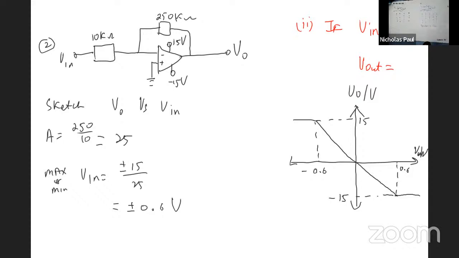Negative 15. And what saturation happened? If it goes over 0.6, then it's saturated. So the value is negative 15. So saturation occurs, and the value is minus 15 volts.